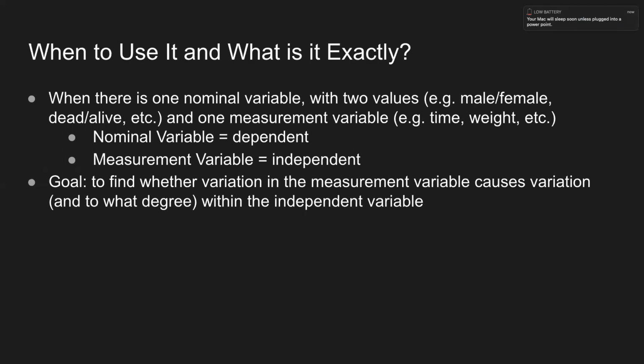The goal of this sort of modeling is to find if variation in measurement variables causes a variation in the independent variables. Basically, if there's an event happening or not happening, does the independent variable change based on the event happening or not happening? So it's more of a predictive thing rather than finding maximums and minimums, because of the range and a bunch of other factors.